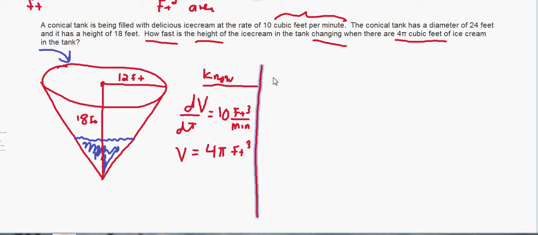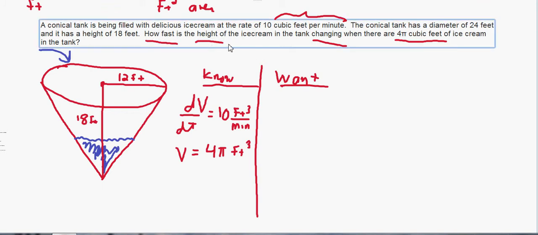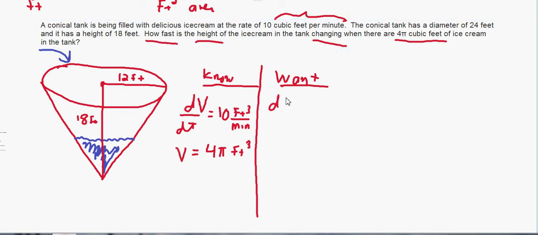Now, as this is going on, there are things changing here. So let's figure out what we want to know first off, I guess. What do we want to know? Well, how fast is the height changing? We want to know dh dt. That is what we're looking for. What is that dh dt? Okay, so that's what we want.